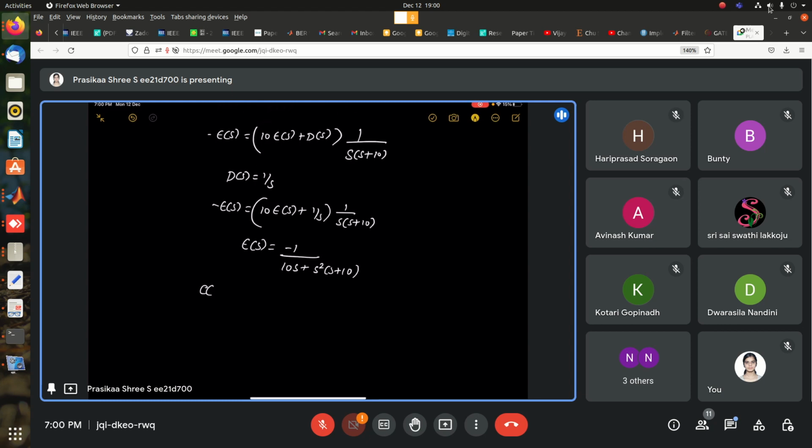So for us, they are asking what is e of infinity. That means by final value theorem, s tends to 0, s into e of s. So when you multiply by s, you will cancel out one s. The denominator comes like this, s plus 10. You can take the limit s tends to 0 and cancel out one of the s. So you will be getting minus 1 by 10 plus s into s plus 10, where s is equal to 0. So when you're doing that, this goes away. So minus 0.1. The answer should be minus 0.1.